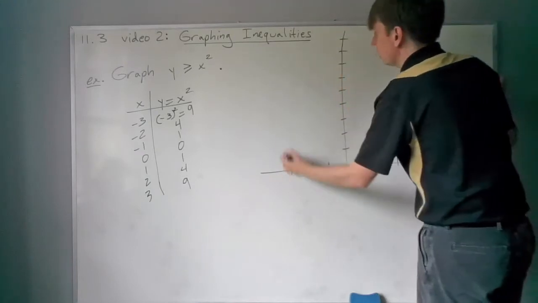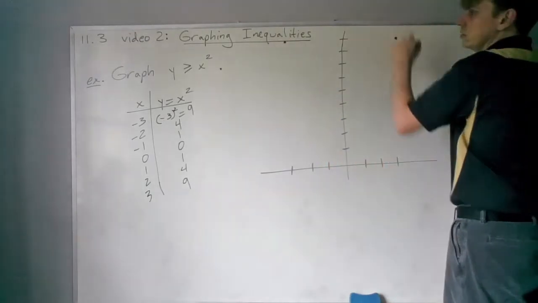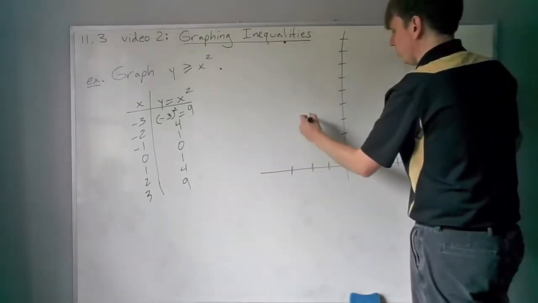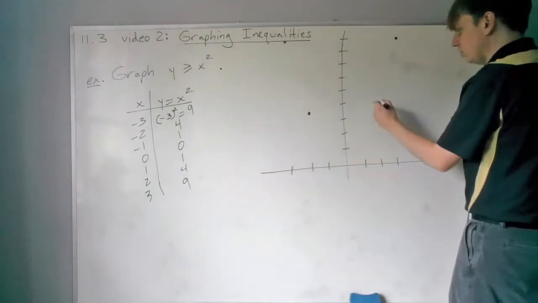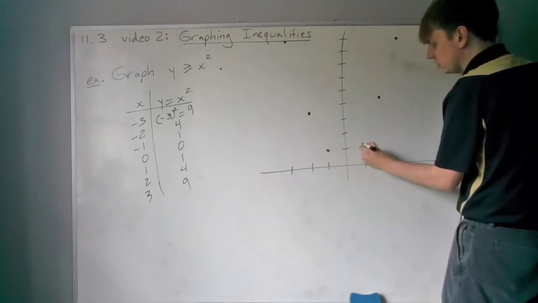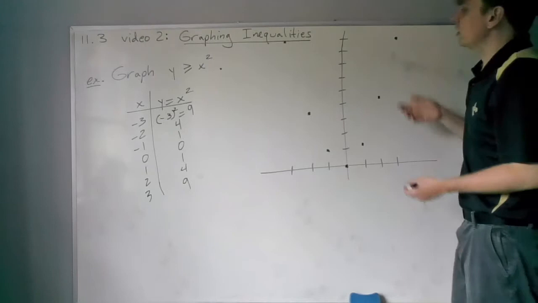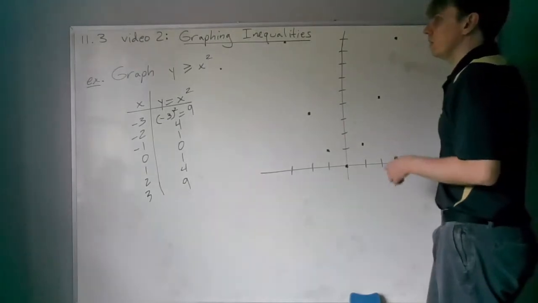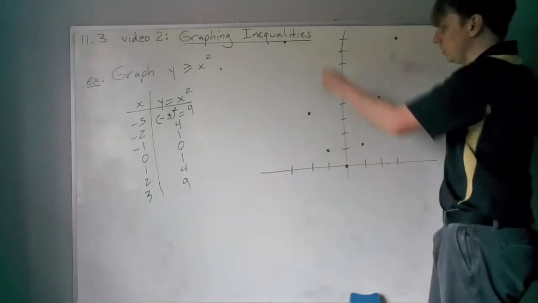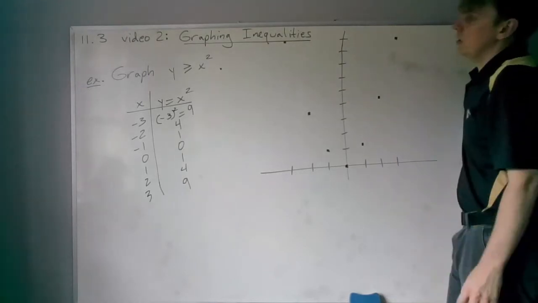okay, we have -3, 9, +3, 9, -2, 4, +2, 4, -1, 1, 1, 1, and 0, 0. I have no idea why I did that so out of order, but anyway, these are the points we end up with. And so if I need to graph y equals x squared, I would connect the dots. It would be a parabola shape, or a horseshoe shape.